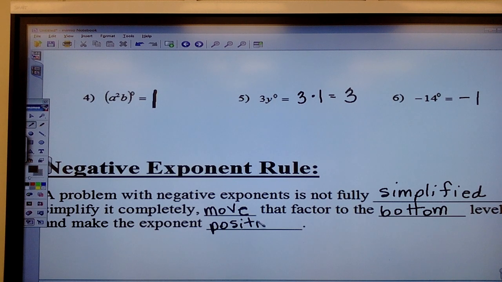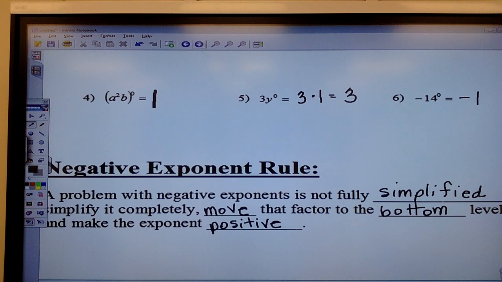So basically, we don't like negative exponents, and in order to work with them, they must be positive. So when your problems are completely simplified, if you started with a negative exponent, you will end with only positive exponents.